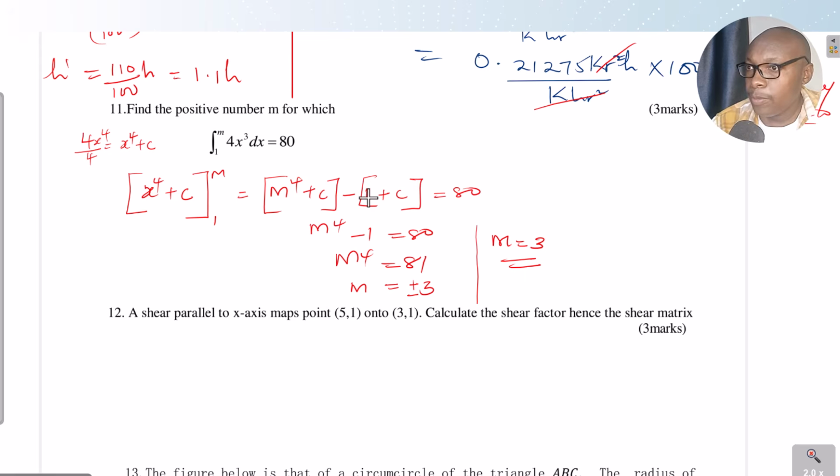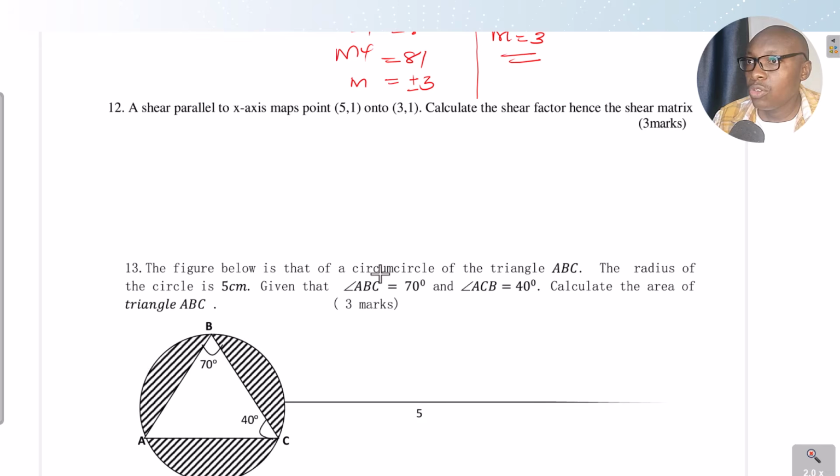Now after solving that, we go to the next question. The next one is question 12. A shear parallel to the x-axis maps point (5,1) onto (3,1). Calculate the shear factor, hence the shear matrix.